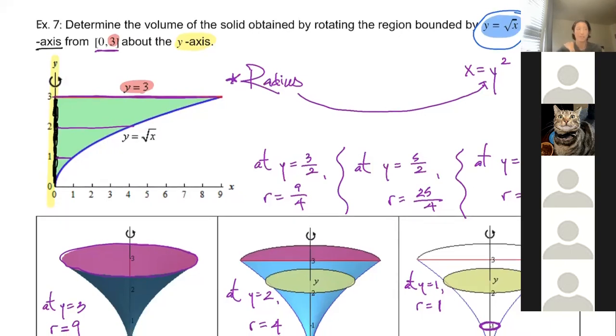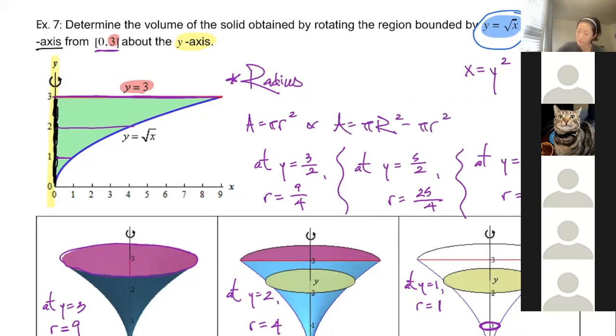So let's figure out how to plug these into our equation, all right? We want to find volume. Are we going to use area equals pi r squared or area equals pi big R squared minus pi little r squared? Which one of those is going to serve us better in this scenario? Are we going to want pi r squared or pi big R squared minus pi little r squared?